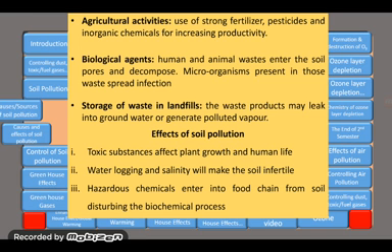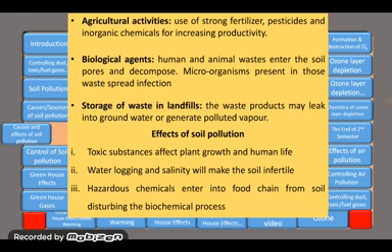Now, another one is agricultural activities. There are some activities on farmland that could lead to soil pollution. An example is the use of strong fertilizer, use of pesticides, use of inorganic chemicals for increasing productivity. All these activities at times lead to soil pollution.